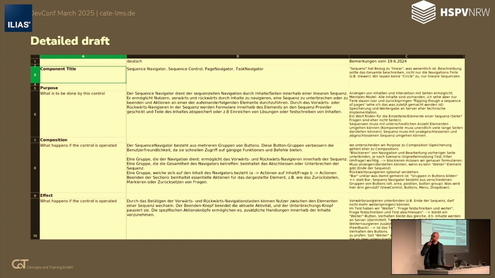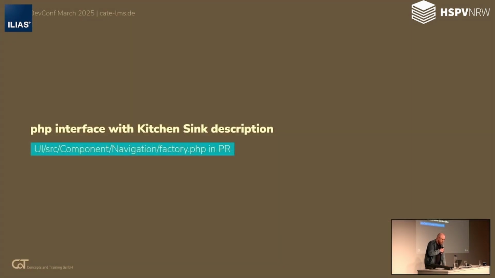And going along this structure, Yvonne started a document where a first draft was formulated for each of these sections. You can see that the purpose section is being filled out, the composition and effect section. And then there was another meeting where we talked about it and refined it and tried to really get it as tight as possible.